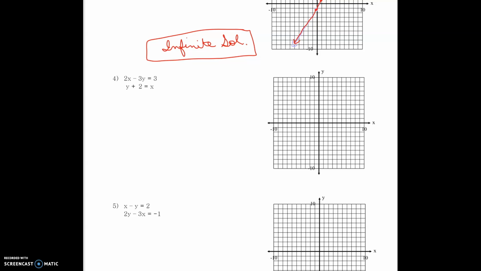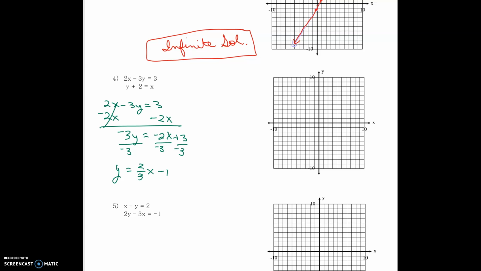Let's see about this first one. Oh, shucks, it's not written in y-intercept form, so we're going to have to solve for y here. So down here I've left you plenty of space to solve for y. So I'm going to subtract 2x, subtract 2x. Those cancel. I get -3y equals -2x plus 3. I'm going to divide by a -3. So I get y equals 2/3 x minus 1.